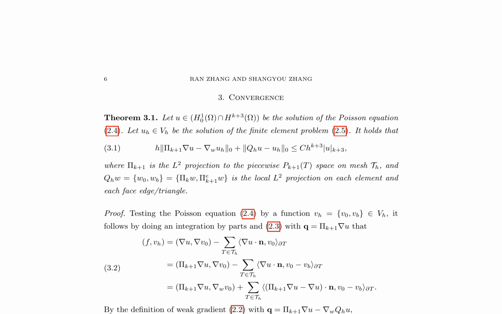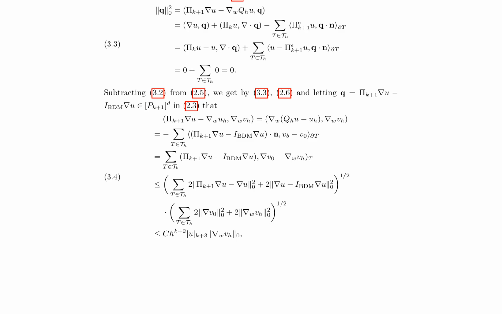The proof of theorem 3.1 involves testing the Poisson equation with a function from the finite element space, applying integration by parts, and using the definition of the weak gradient. The authors also employ the local L2 projection operator Qh and the L2 projection operator π_{k+1} to establish the error estimate. The final result, equation 3.4, provides a bound for the error in terms of the mesh size and the regularity of the exact solution.